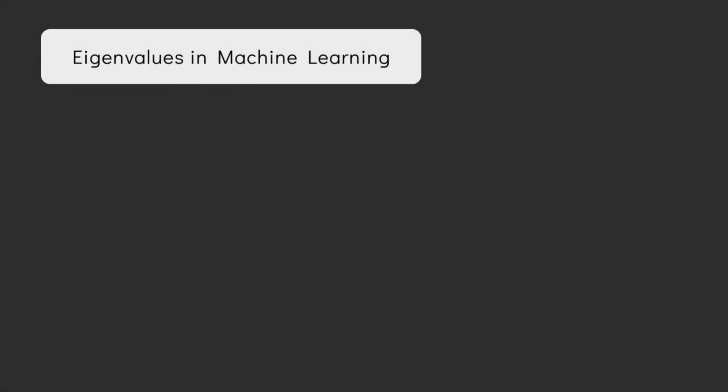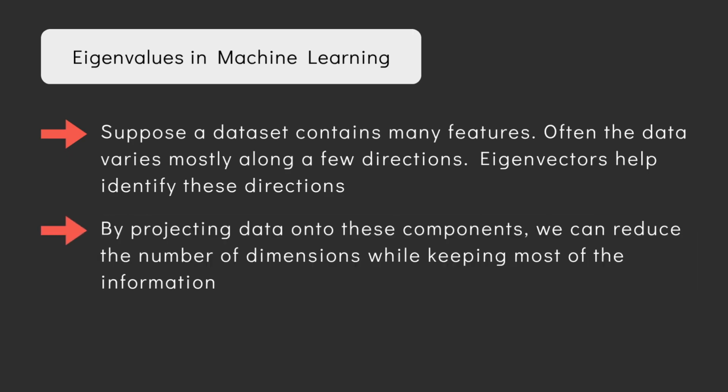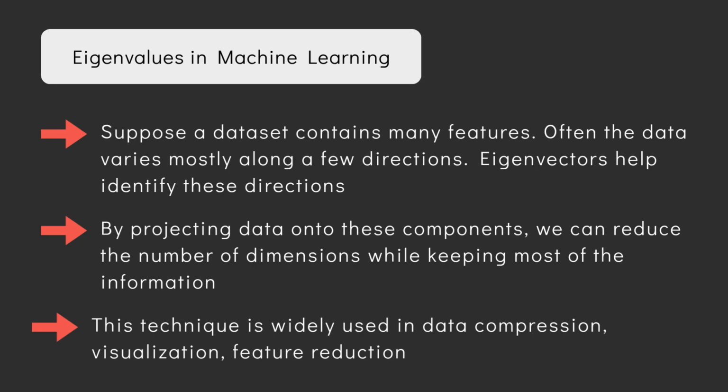Eigenvalues and eigenvectors appear in many algorithms. One important example is principal component analysis. Suppose a dataset contains many features. Often the data varies mostly along a few directions. Eigenvectors help identify these directions. These directions are called principal components. By projecting data onto these components, we can reduce the number of dimensions while keeping most of the information. This technique is widely used in data compression, visualization, and feature reduction.